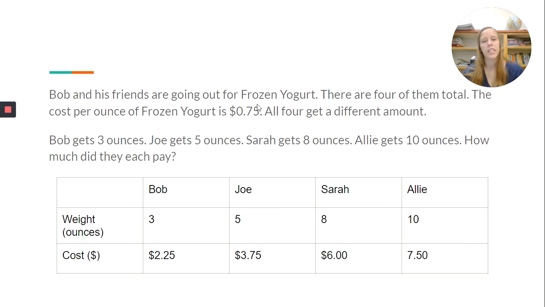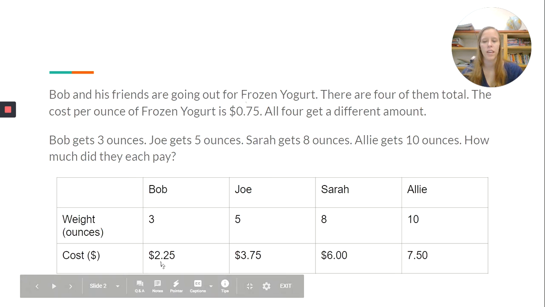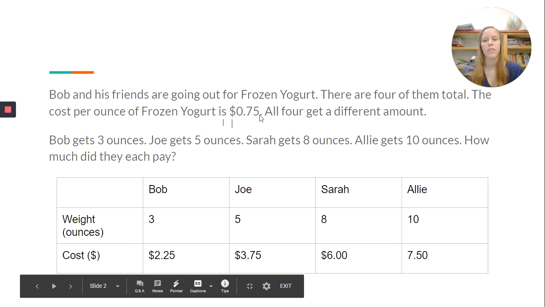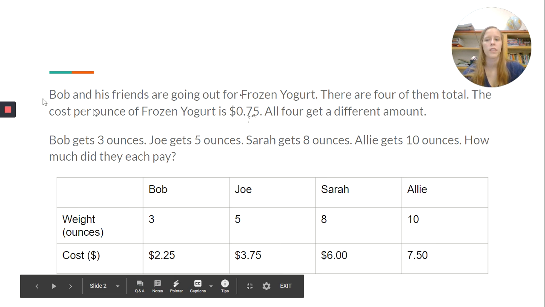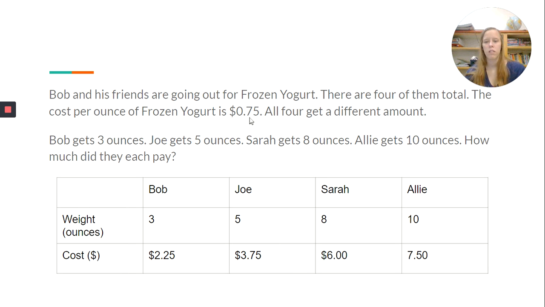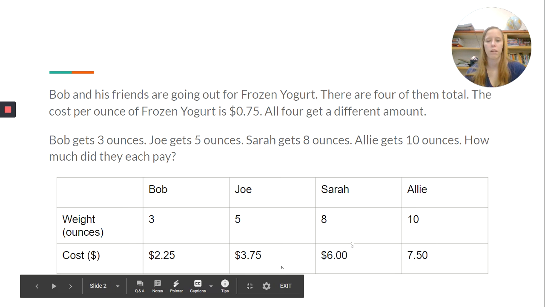So if it's 75 cents an ounce, we're going to take what Bob had, so 3 times 0.75, we get $2.25. That is what Bob paid. Joe got 5, so 5 times 0.75 is $3.75. Sarah got 8, and she paid $6, and Allie got 10 and paid $7.50. Okay, so all of these ratios are based off of this cost per ounce of 75 cents. So yesterday you looked at finding the unit price. So the unit price was given, then we needed to figure out how much each of them paid.